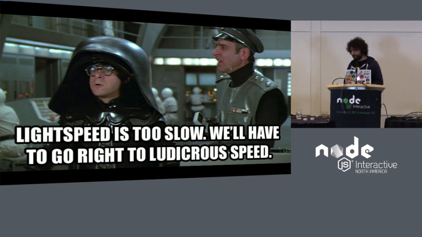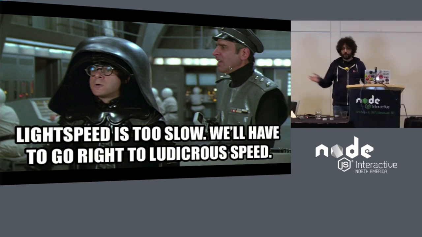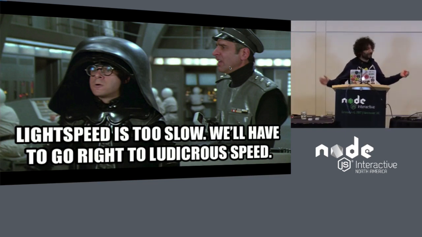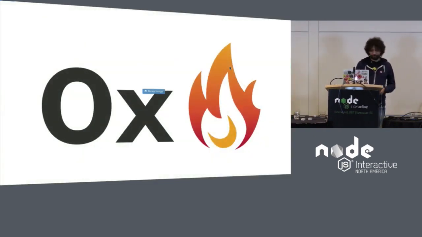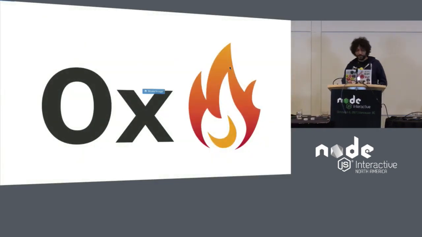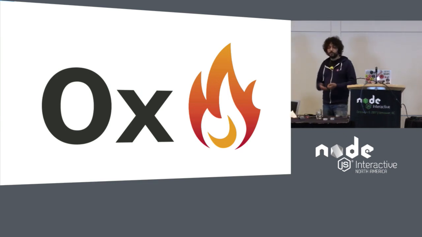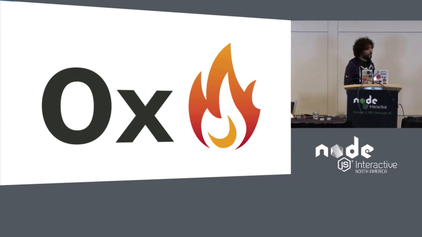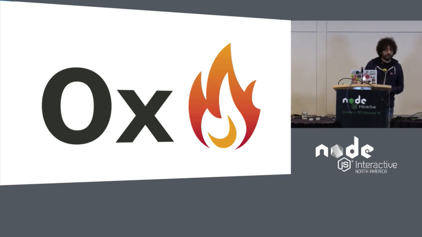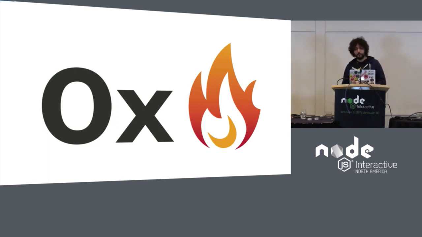This talk is not about Spaceballs, so we forget about that. And we start talking a little bit about how we can make our HTTP server, our application, faster. Last year, my colleague David Mark Clements and myself started working on this tool called 0x. It's a tool for doing flamegraphs.